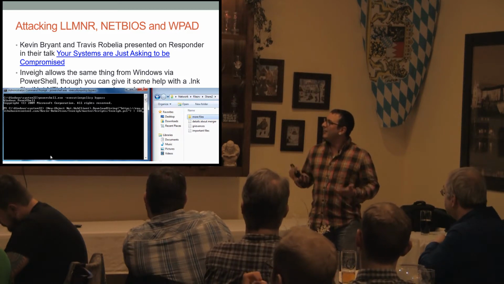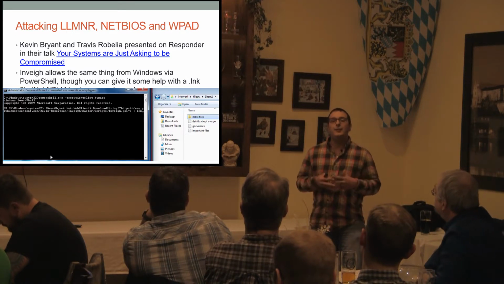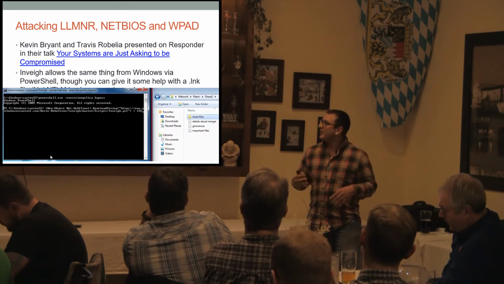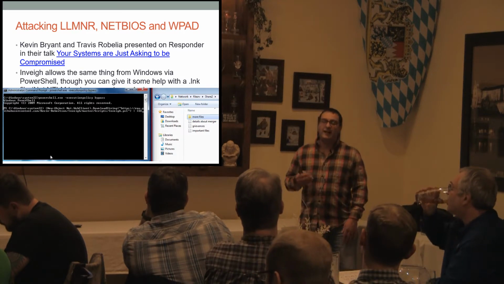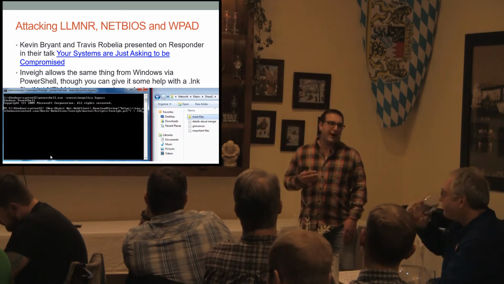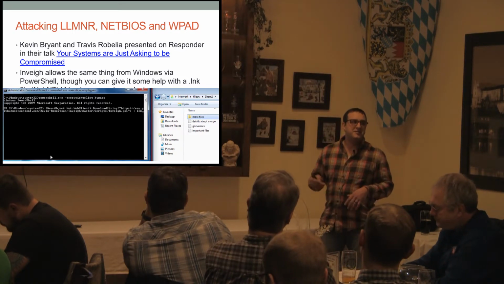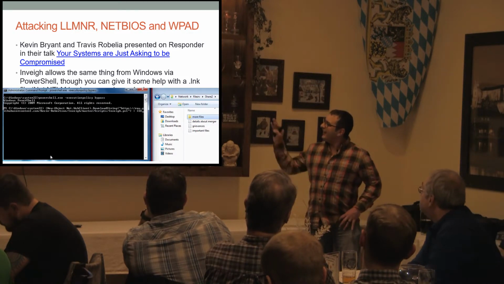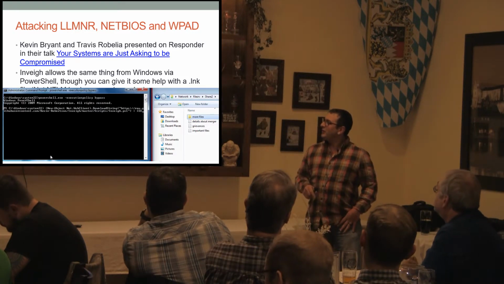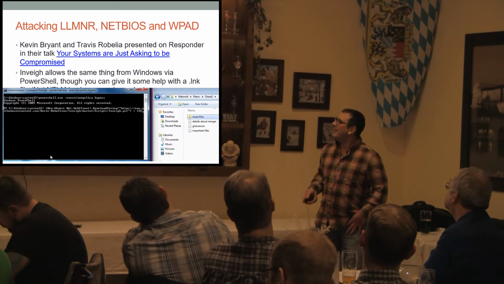So as a quick refresher, LLMNR and NetBIOS are just ways that Windows will resolve host names on the local network. WPAD is a means of configuring automatic web proxy. Like if you need to tell all of the workstations in your environment that they need to use this specific proxy, you can feed them those settings via WPAD. They have a talk about that. It's on YouTube. You can watch that if you want more details about that.